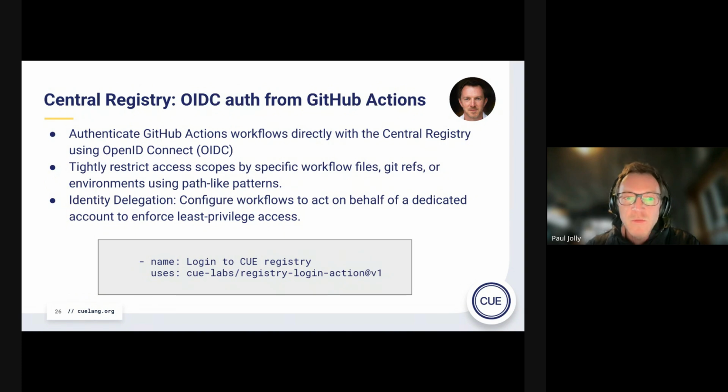OIDC in this respect is a really nice alternative to auth, and has a very clean model for effectively being a signed-based approach to a GitHub Actions workflow, saying this is the workflow that I'm in, this is who I am, this is the workflow, this is the repo, please can you give me some auth? And so this is how it works. If you want to, from within such a workflow, just log into the Central Registry, that's all you need to do, absolutely no auth tokens required.